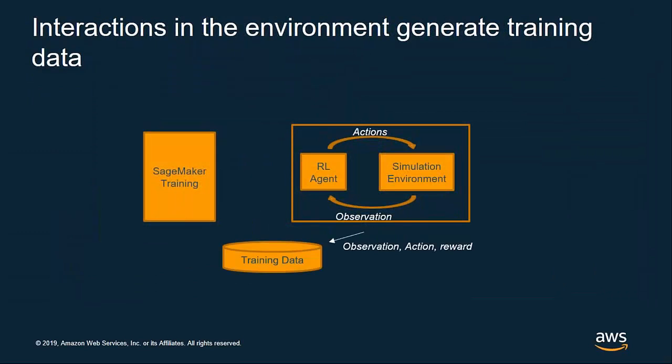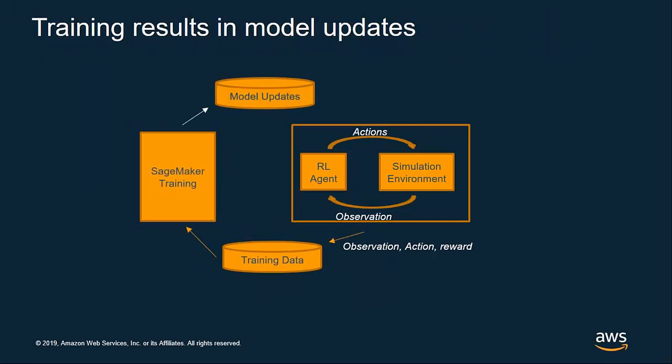So the actions, observations, along with the rewards are stored as training data and passed back to SageMaker training. We retrain the model and then these updates are sent back to interact with the environment.